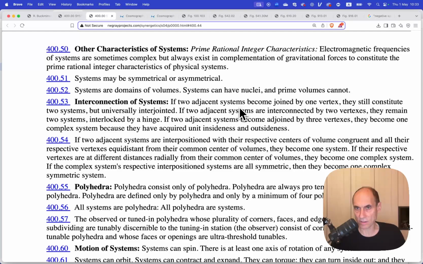If two adjacent systems become joined by one vertex, they still constitute two systems, but universally interjointed. That was the single unit joining that I showed you. If two adjacent systems are interconnected by two vertexes, they remain two systems interlocked by a hinge. That's if they're joining on an edge. If two adjacent systems become adjoined by three vertexes, they become one complex system because they have acquired unit insideness and outsideness. We could also say they have acquired structure and they behave as one system.